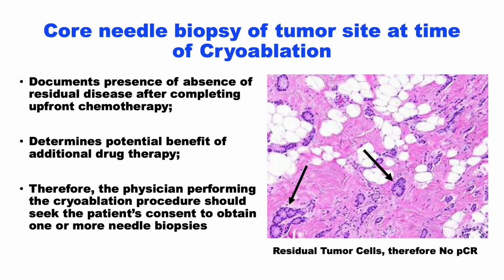Although the plans for patients treated with upfront chemotherapy should be to ablate the original volume of disease detected on imaging, these patients should still undergo multiple needle biopsies of the original cancer site to document the presence or absence of residual disease as a means of assessing the effectiveness of upfront chemotherapy and/or anti-HER2 therapy, and to determine if the patient is a candidate for additional anti-cancer medications, if such medications exist. Given the importance of this information, the cryoablation provider should seek the patient's consent to obtain additional needle biopsies of the original tumor site to determine the presence or absence of residual living cancer cells.